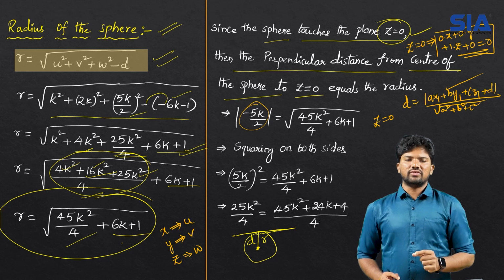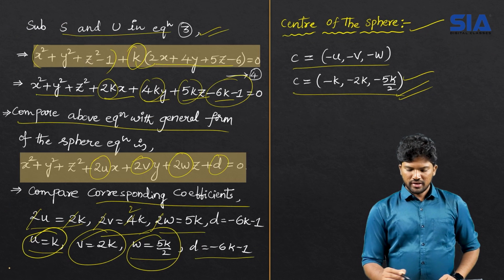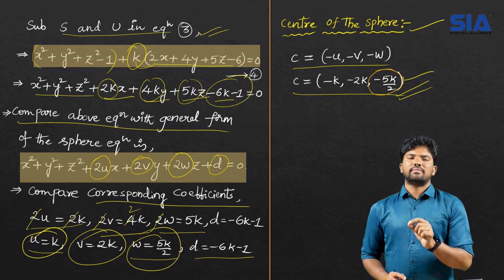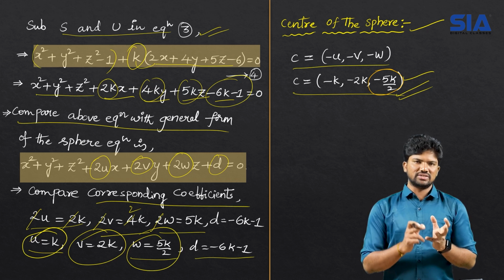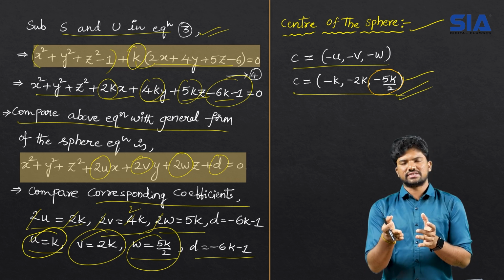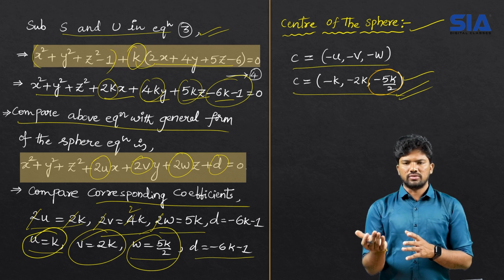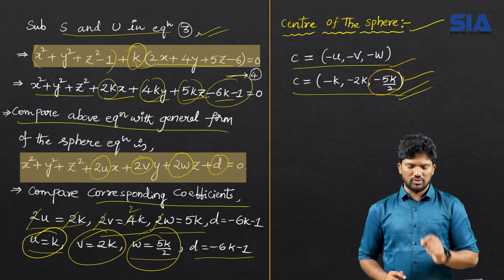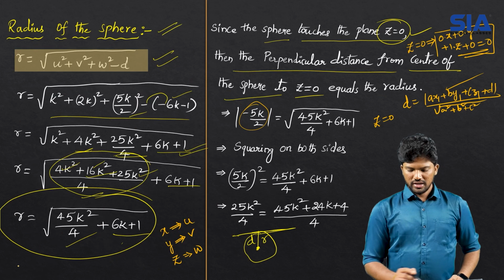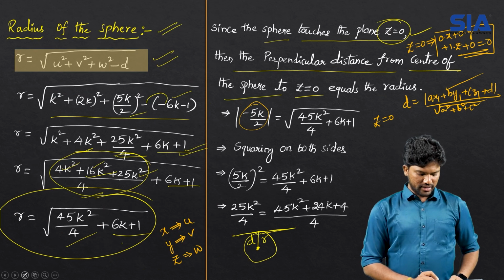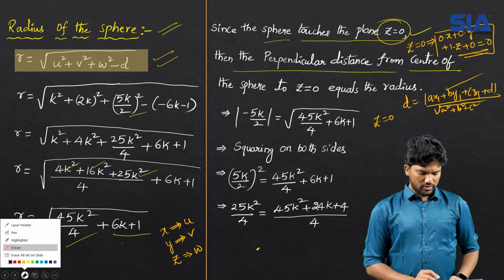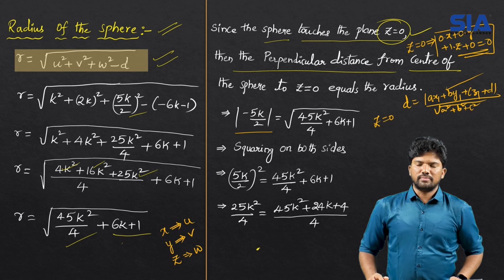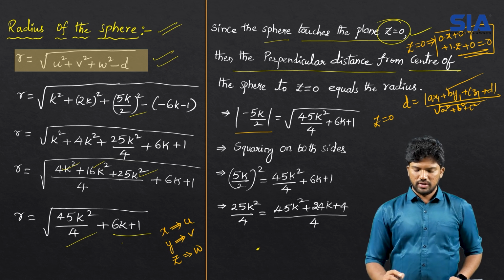What is the w value from the center? See here, from the center equation, what is the w value? Minus 5k by 2. Instead of writing x, y, why? Because 0 into x is 0, 0 into y is 0. So 1 into z, so in place of z we are writing only the w coordinate. So now you can see here, mod of minus 5k by 2 is equal to the radius.